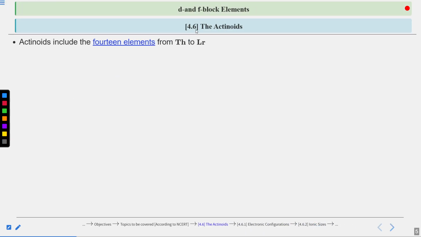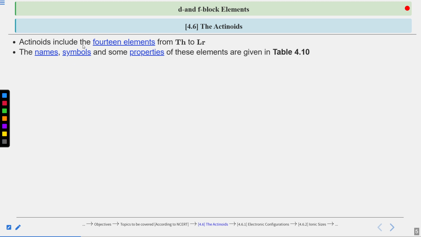So let's begin with our first topic, 4.6, the actinoids. Actinoids include the 14 elements from thorium to lawrencium. Previously, in the F block elements, we covered the lanthanoids. There also we talked about the 14 elements after lanthanum which come under the lanthanoid series. Here the actinoids include 14 elements from thorium to lawrencium. The names, symbols, and some properties of these elements are given in Table 4.10.